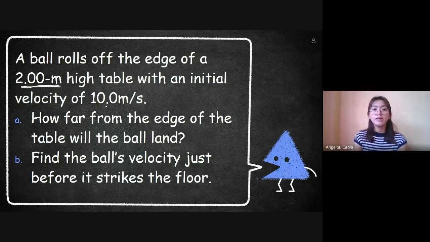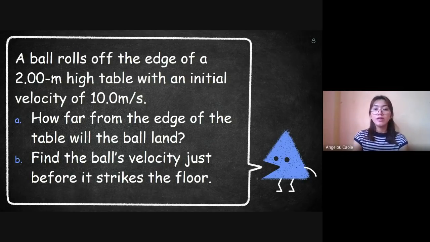And we also have the initial velocity, which is 10 meters per second. So VI is equal to 10.0 meters per second. Height is equal to 2 meters. And for the unknown quantities, we have how far, again, range, and find the ball's velocity after it strikes the floor. So that is VF.